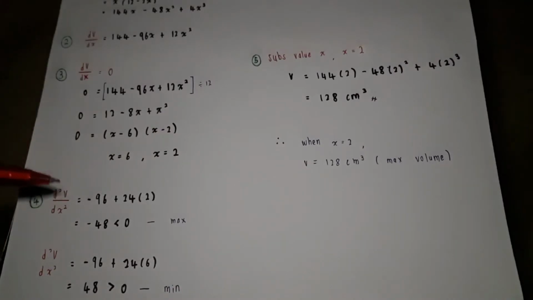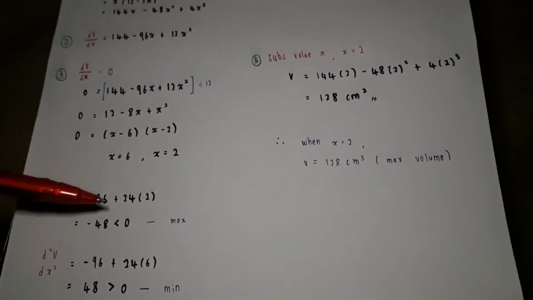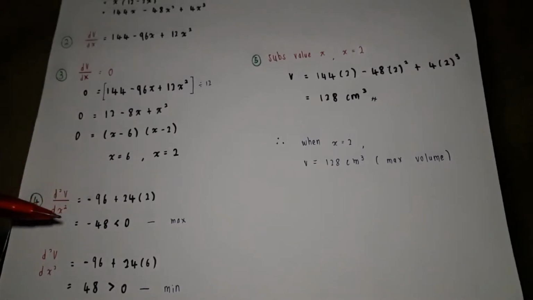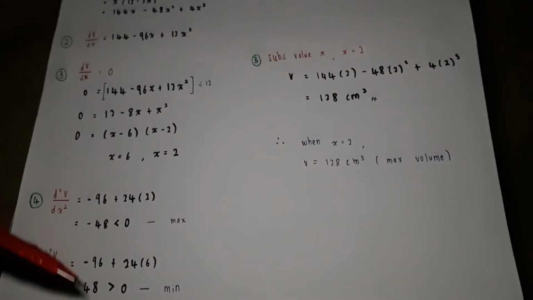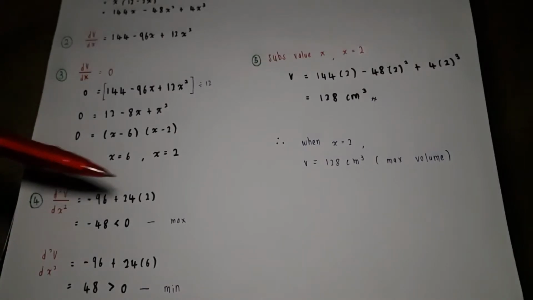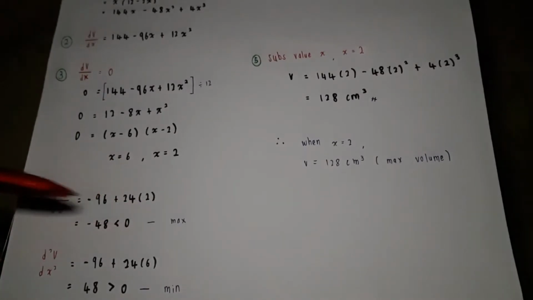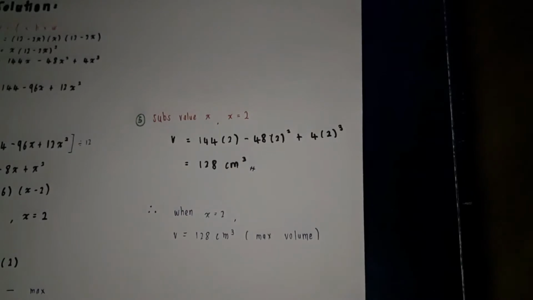So, the first one, negative 96 plus 24, substituting 2, we get negative 48, less than 0. Then the second one, we do the second derivative and substitute 6, we get 48, larger than 0. So, we need to find the maximum, so we take this one, negative 48.